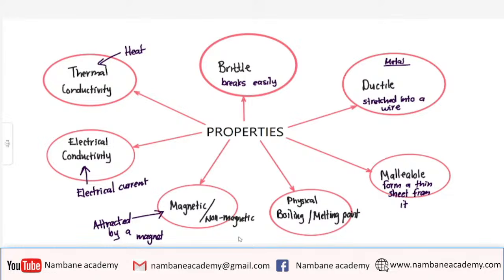So these are the properties, a nice little mind map for you that you can use anytime. These are all the properties that you are expected to know. Right, so let's get started then into using them in examples.